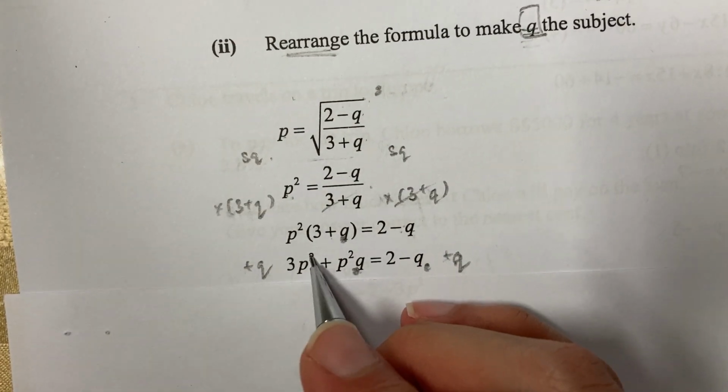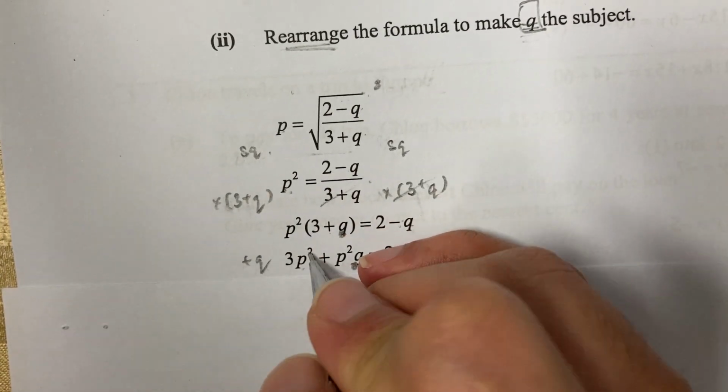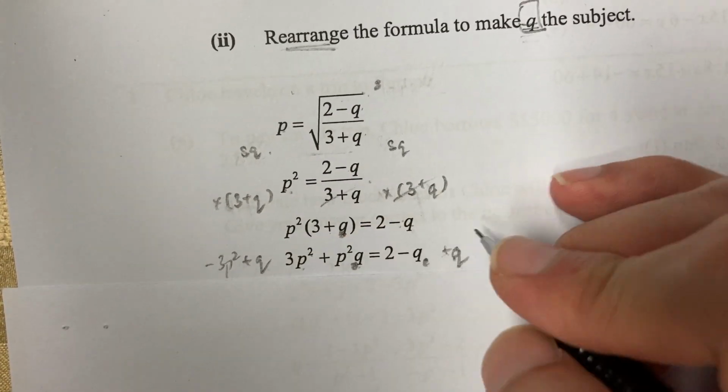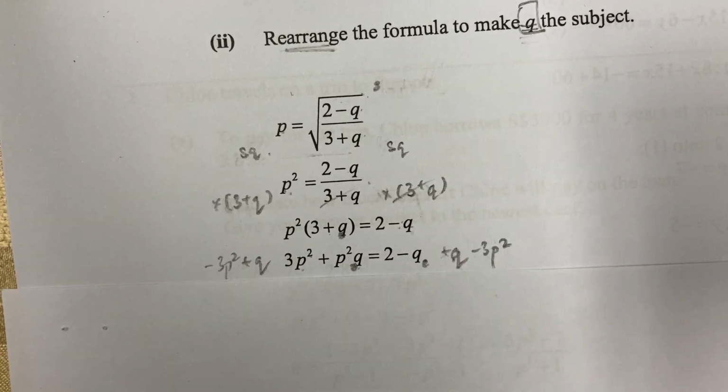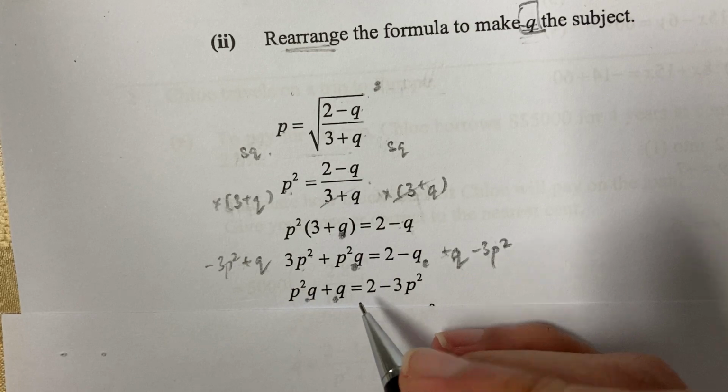Likewise, I do not want the P squared here. I only want Q to be on the left hand side. So I will get rid of this 3P squared. I will minus 3P squared on the left, minus 3P squared on the right. And that is what I have. Now I have all my Q on the left side.